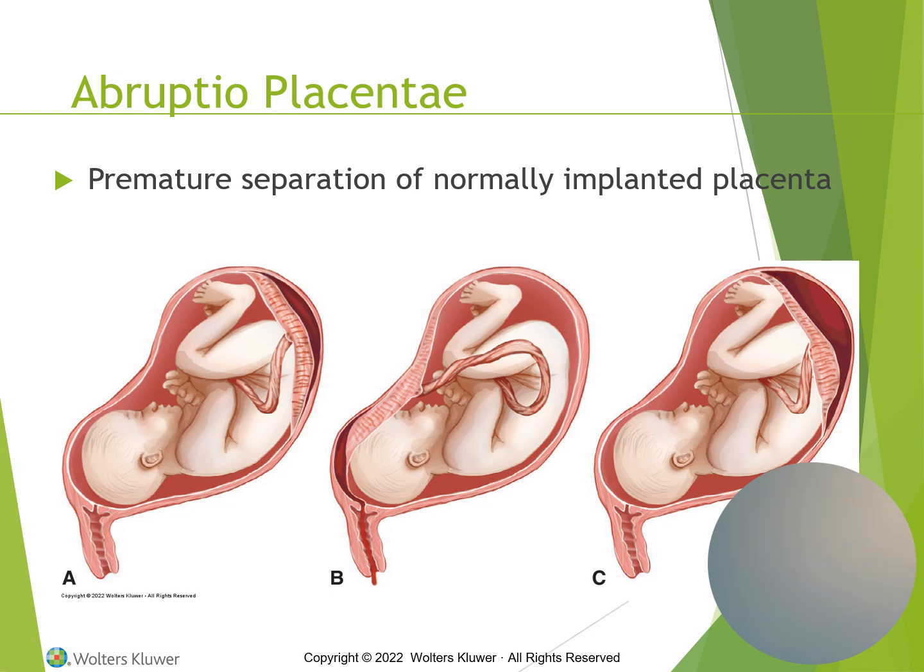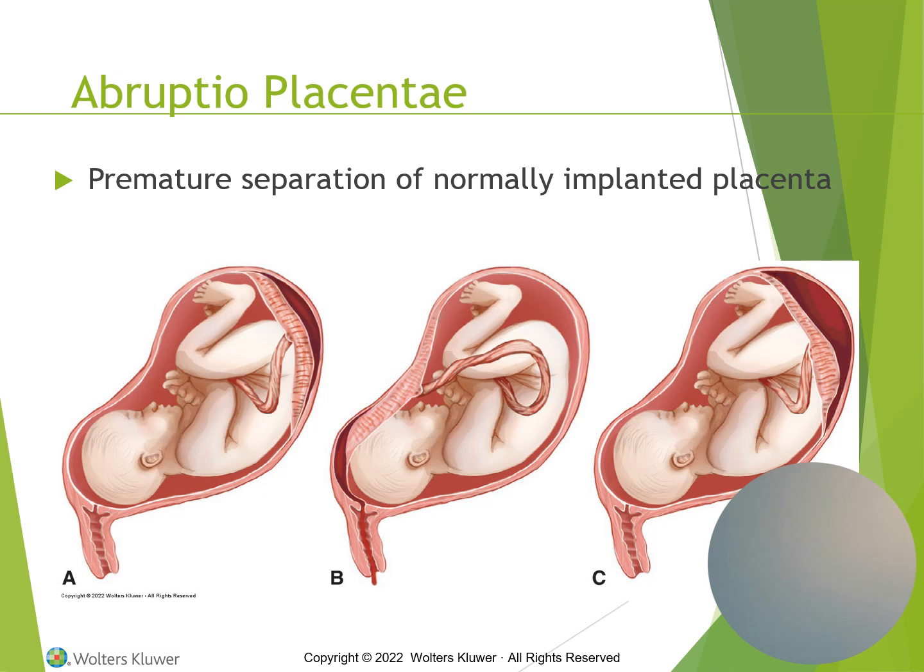We have different classifications of abruption. It can be concealed or apparent. It can be partial or complete. So with mom, she can experience hemorrhagic shock, DIC, uterine rupture, renal failure, and death. With the baby, we see hypoxia, anemia, growth restriction, and death.